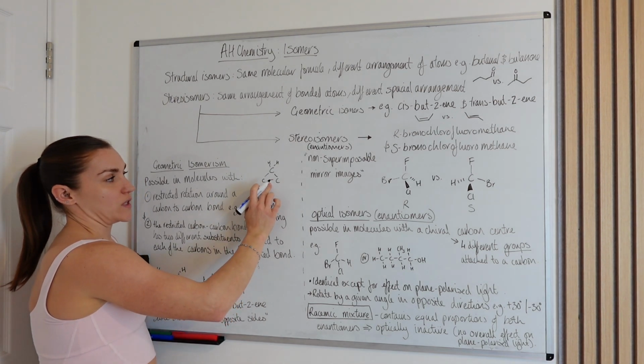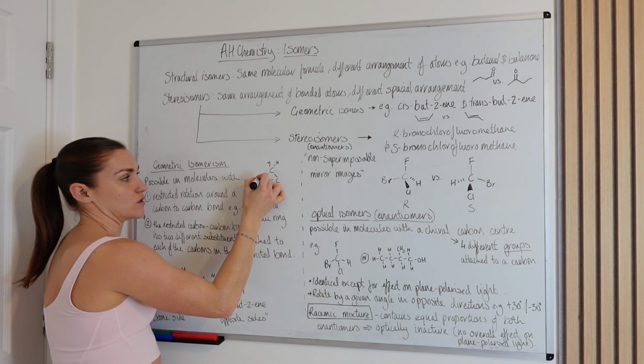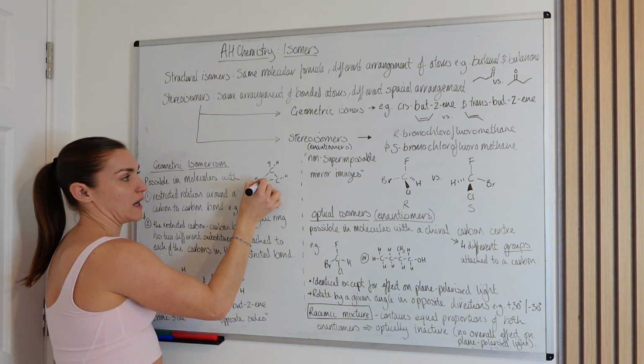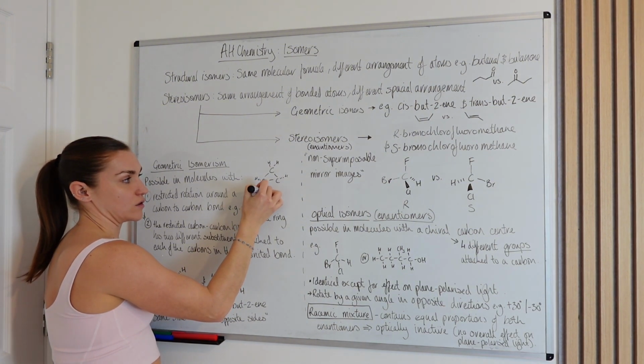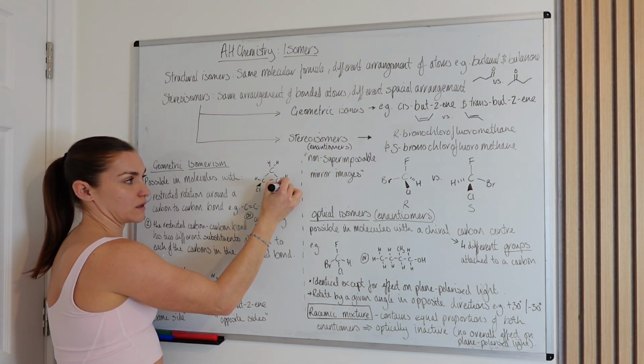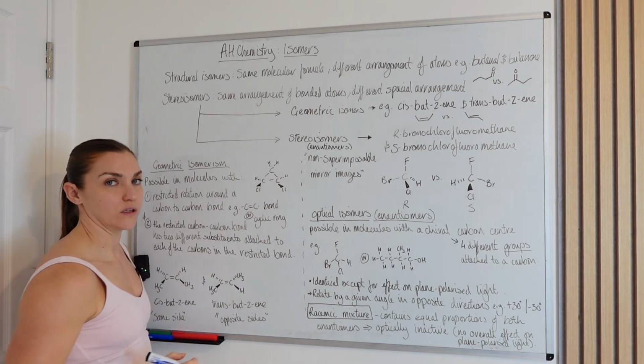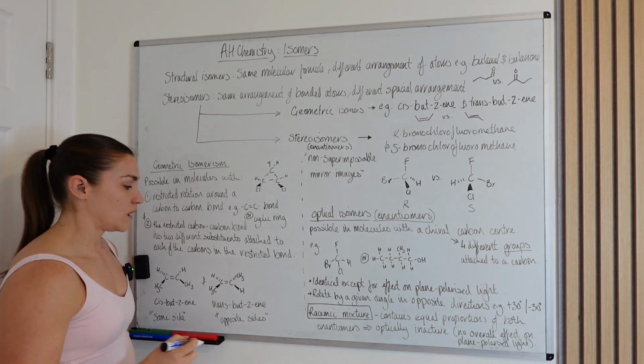So the example for this one here, if this is my restricted bond, we could have each one with a hydrogen and then also maybe like a chlorine. Okay, so that would be each carbon involved in the restricted bond has got 2 different substituents attached to it.